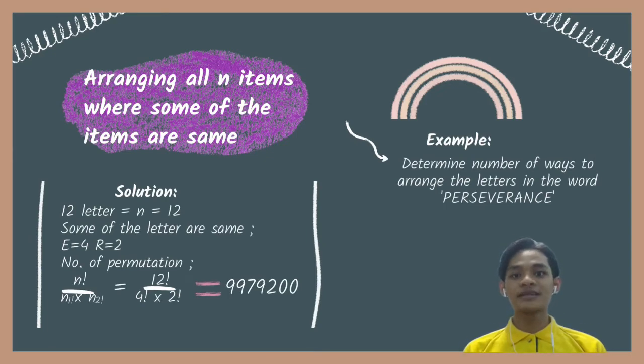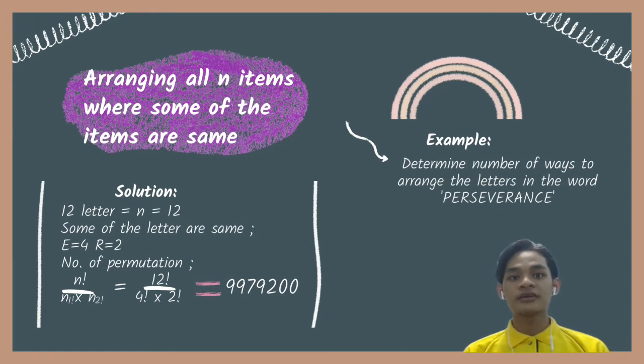Next, let's look at how to arrange all n items where some of the items are the same. For the given example, determine the number of ways to arrange the letters in the word perseverance. For the solution, just like the previous example, the 12 letters of perseverance make n equal to 12. As we know, there are a few letters in the word perseverance that are the same: the letter E appears 4 times and the letter R appears 2 times.